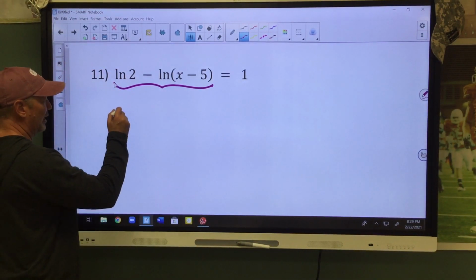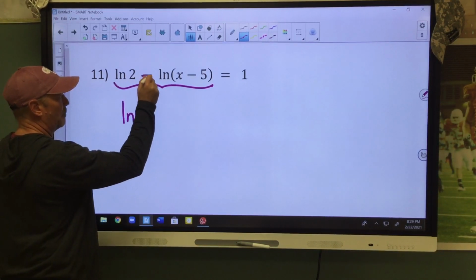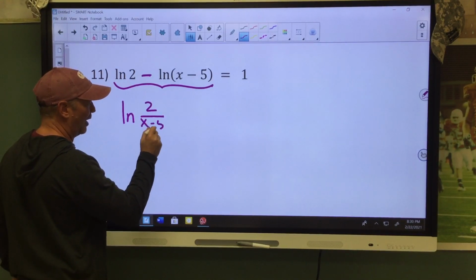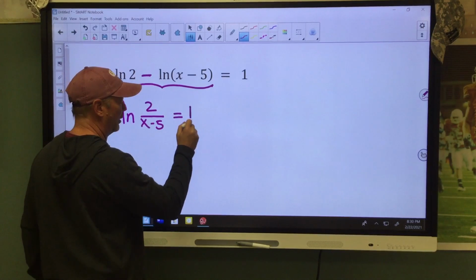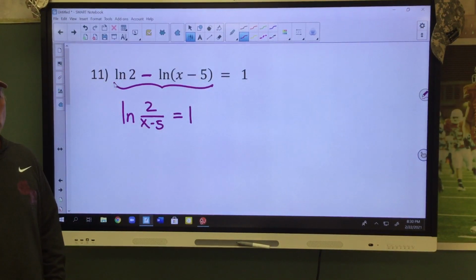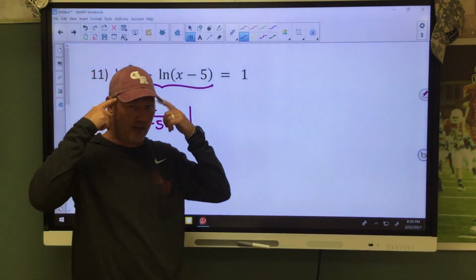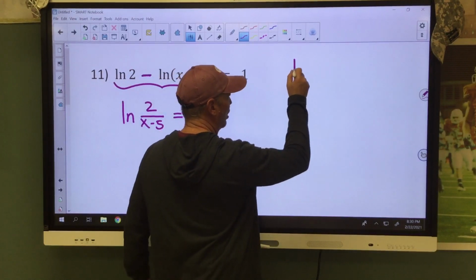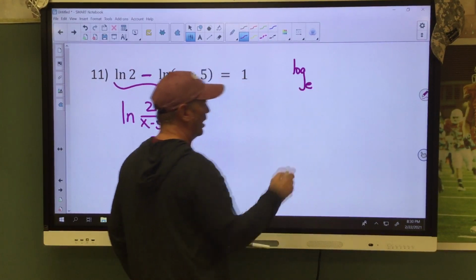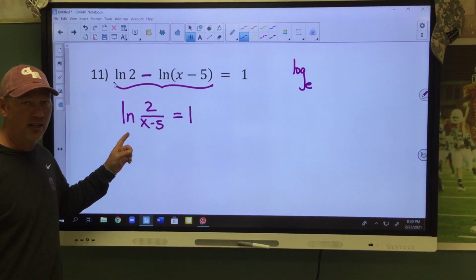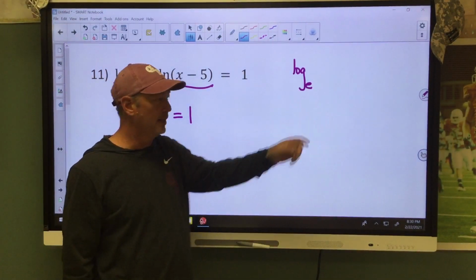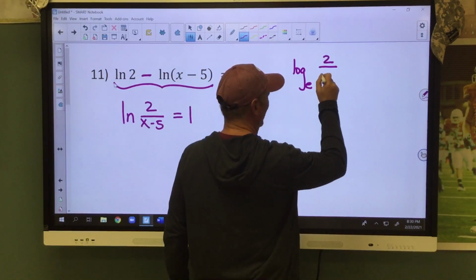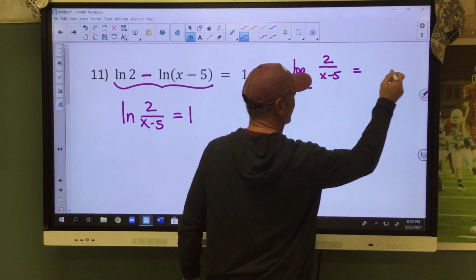So this is going to be the natural log. What does this minus say? We're going to say 2 divided by x minus 5, that equals 1. Okay, this is what we're kind of thinking in our head, but I'm going to show you how to fix this. This is why we do this. Log base e is the same thing as ln, but we're just thinking. We're never going to write this. Log base e of 2 over x minus 5 equals 1.